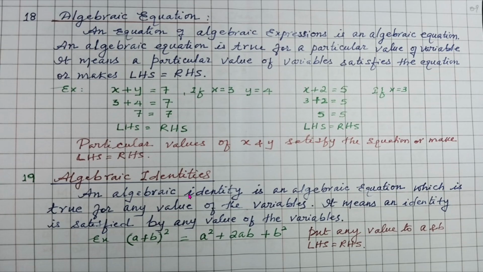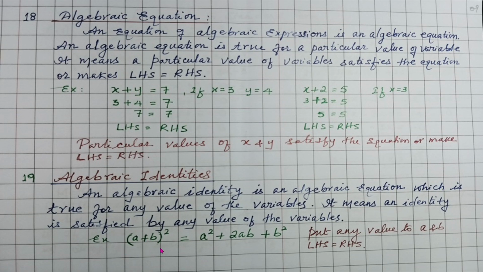Please remember, an algebraic identity is also an algebraic equation. But the difference here is that an algebraic identity is satisfied by any value of the variables. That is the difference here. Therefore, we can say an algebraic identity is an algebraic equation which is satisfied by any value of the variables. Let us take an example.